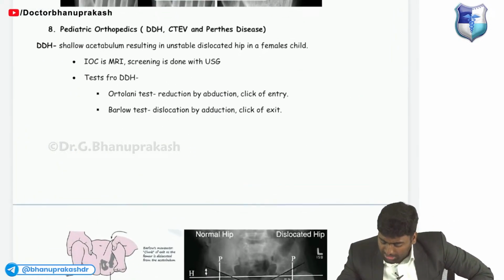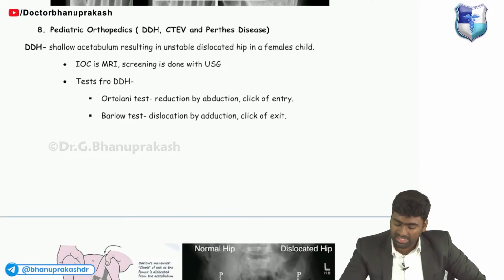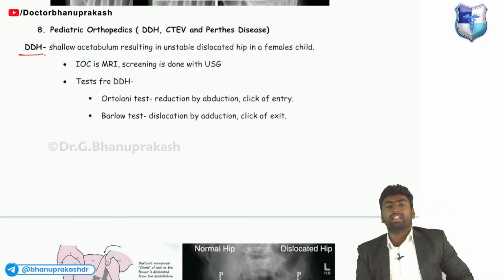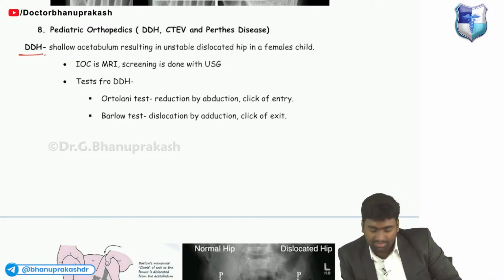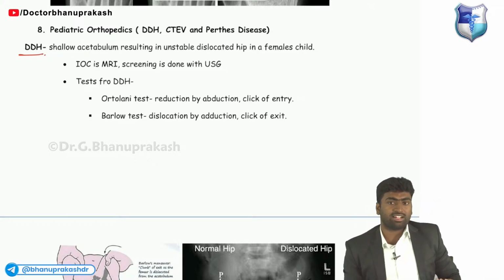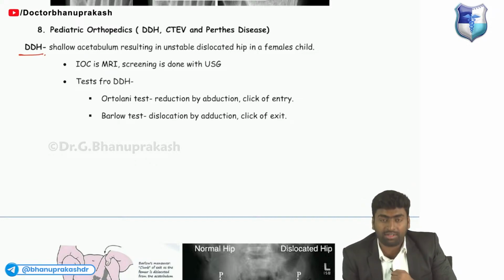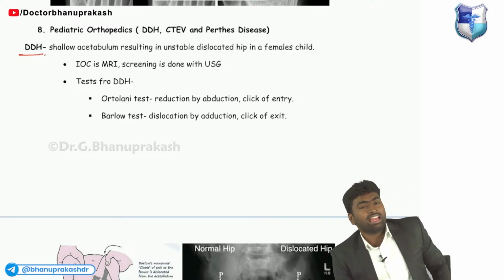Next one, an important one, is pediatric orthopedics. They will ask one question from pediatric orthopedics: what is developmental dysplasia of the hip? In India it is very rare because we keep the children in the lap, so there is less incidence of DDH in India. They will keep their baby here, right?